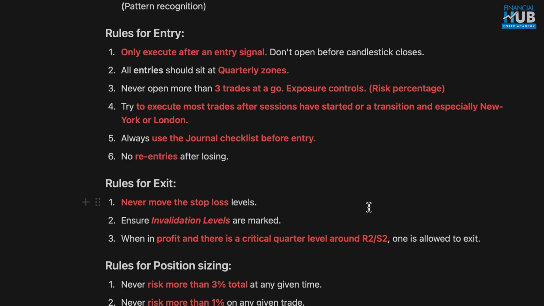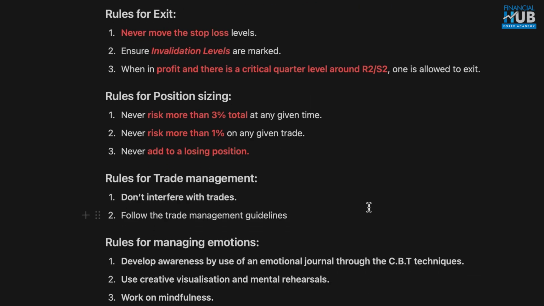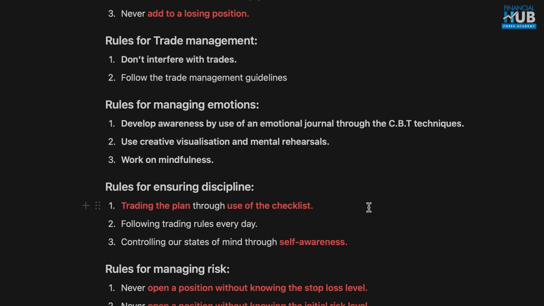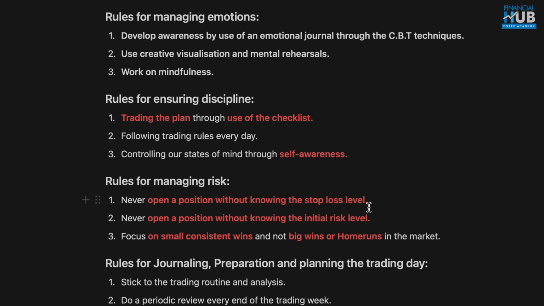And I always use a journal to record what I'm doing. Rules for exit: I don't move stop losses. So on the stop loss side, I never joke. I always know where I'll exit in the stop loss side before I enter. And even in the profit side, okay? For position sizing, I have my rules. For trade management, I have my rules. For managing emotions, I have my rules. For ensuring discipline, I have my rules. For managing risk, I have my rules. And for journaling, preparation, and planning of the trading day, I have my rules.